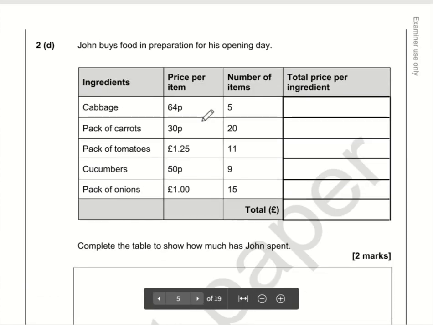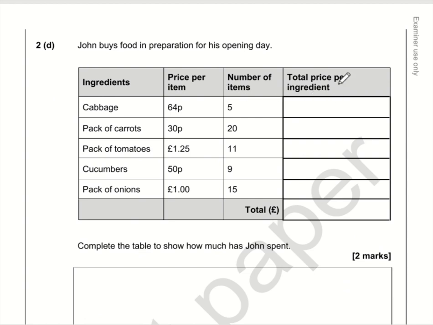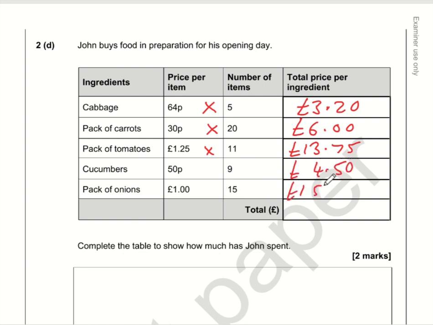Okay, so for this question, the total price for each ingredient is, so for the cabbage, it's going to be 5 lots of 64, and 5 64s are 320. So let's turn that into pounds. £3.20. 20 times by 30 pence is 600 pence, so that is £6. 11 times £1.25 is £13.75, and 9 50p's, that comes to 450p, so £4.50, and 15 times a pound, well, that is 15. So add these all together and we get a total of £42.45.